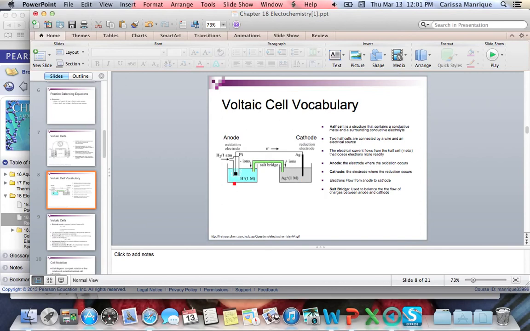And the electrons flow from the anode to the cathode, because remember, they're produced over here in the anode, and they flow into the cathode, which needs them. And then the salt bridge is there to balance the flow of charges between the anode and the cathode. I put a podcast on there to go over a little bit of this setup a little more.